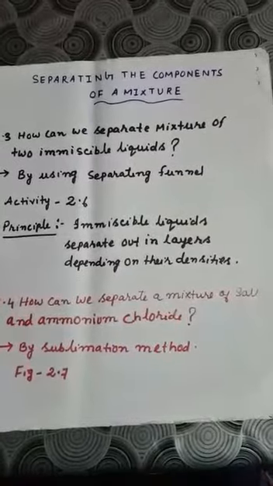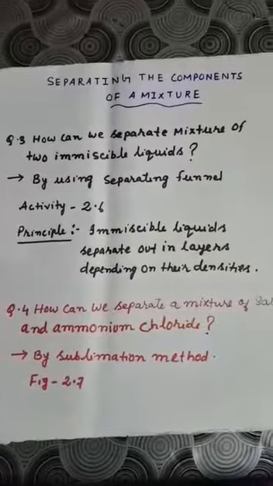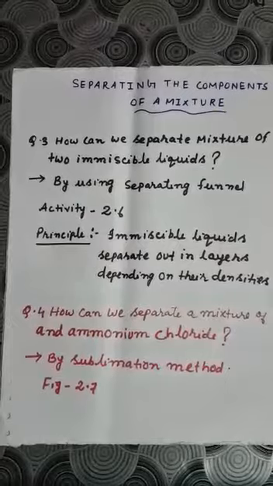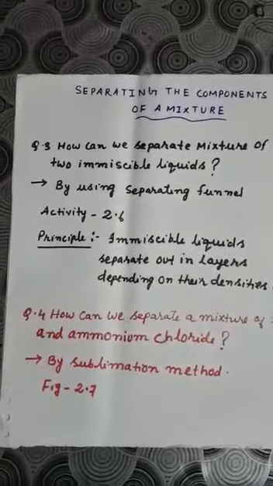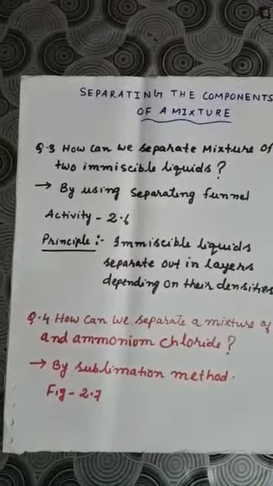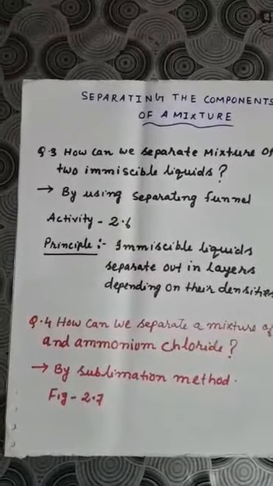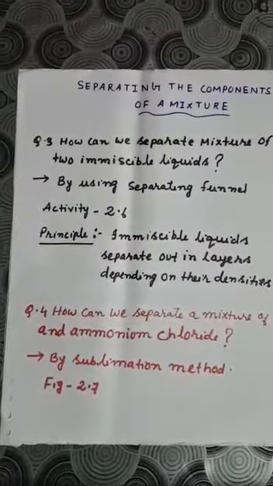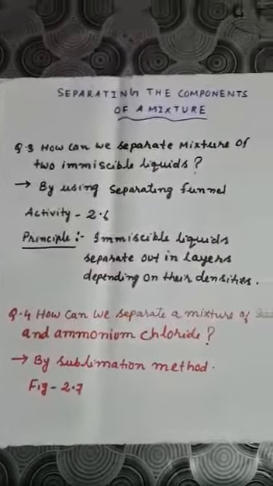When we heat it, we know that ammonium chloride is a sublimable compound. So what will happen? It will get converted into gaseous state and it will rise up. Because we have closed the funnel with cotton, it will remain inside the funnel only, and when we cool it, this vapor will again get converted to solid state and we can see the solid ammonium chloride on the sides of the funnel after cooling. Am I clear?